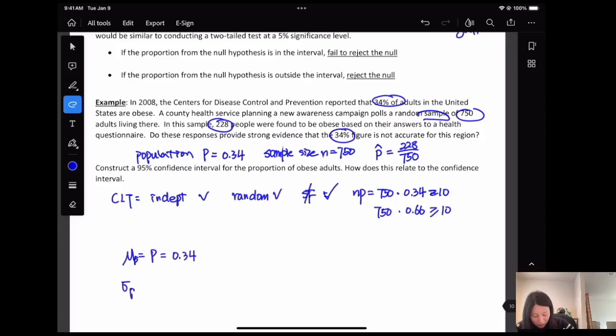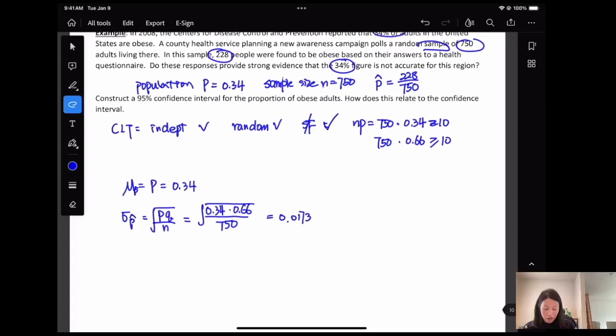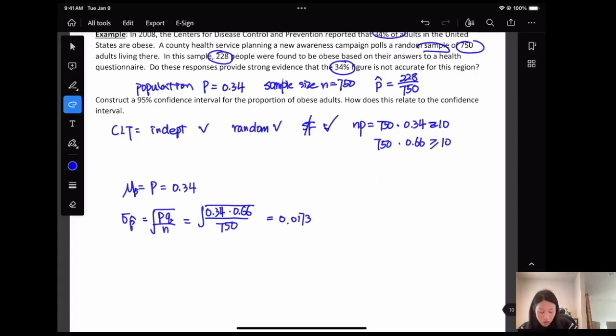And then our sigma of the proportion is equal to the square root of P times Q over the sample size. So this is equal to 0.0173. All right, now the next question is, how do we construct a confidence interval? A confidence interval is built around the sample proportion, so it should be p hat plus or minus the z-score times the square root of p times q over n, which is the standard error.